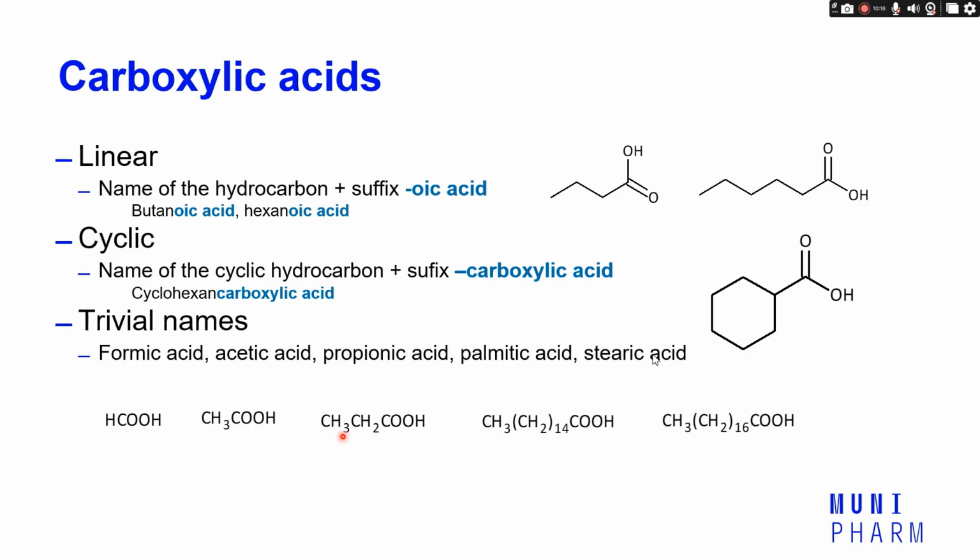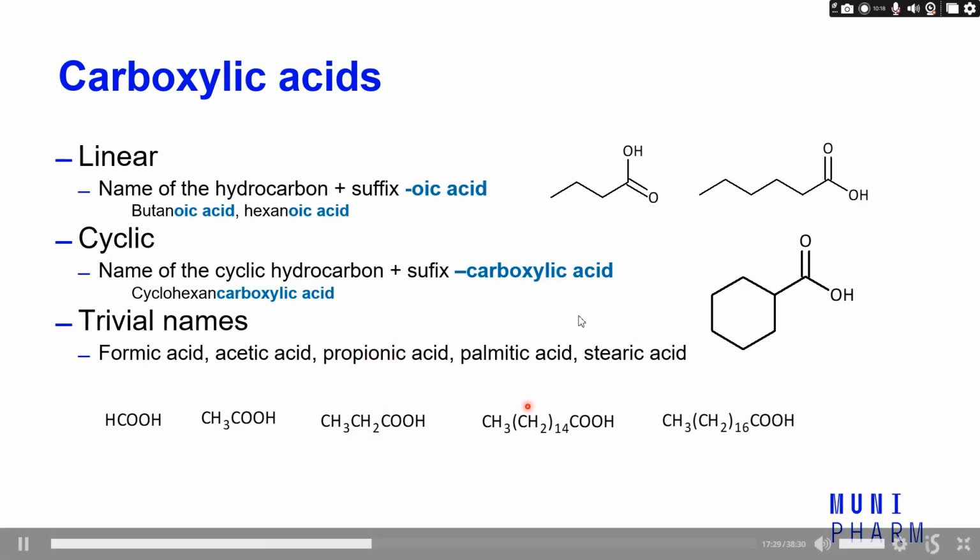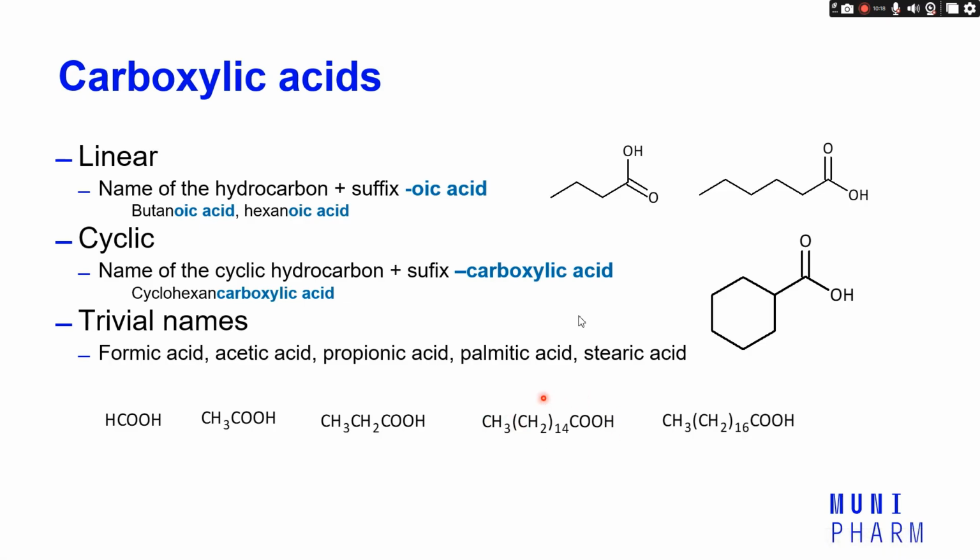In case of aliphatic carboxylic acid, it is called propionic acid. In this case, which is the linear aliphatic acid containing 16 carbons, it is called palmitic acid, and if it contains 18 carbons, it is called stearic acid.